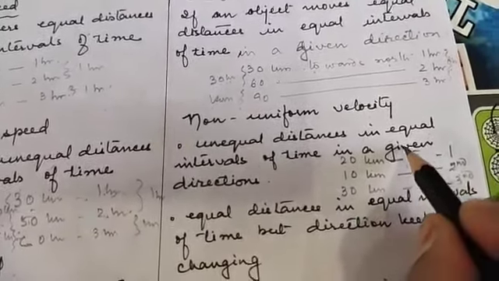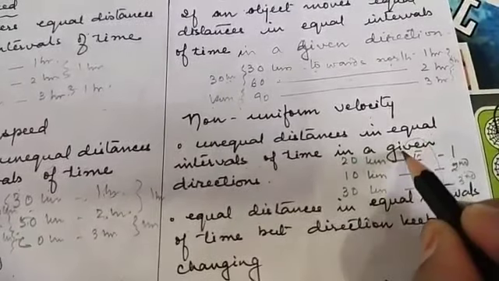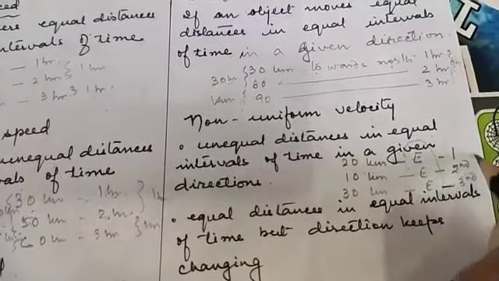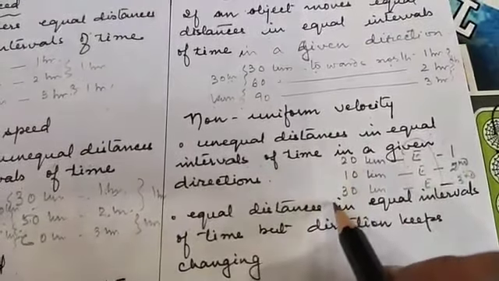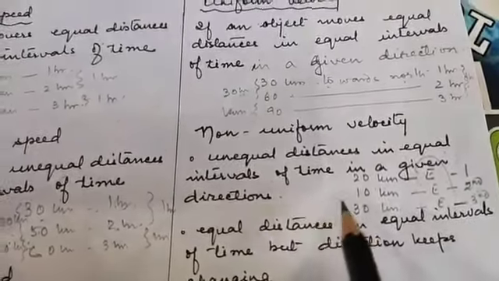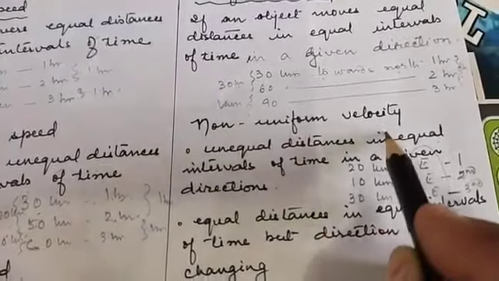So here we see that the direction is the same, the time interval is the same, 1 hour, but the distance travelled is not equal. So this comes under non-uniform velocity.